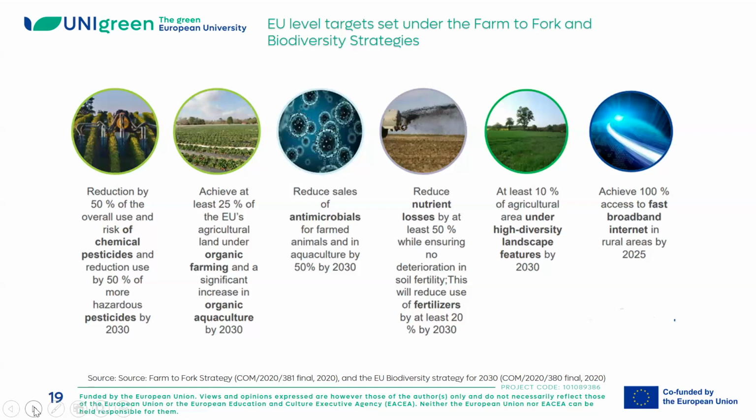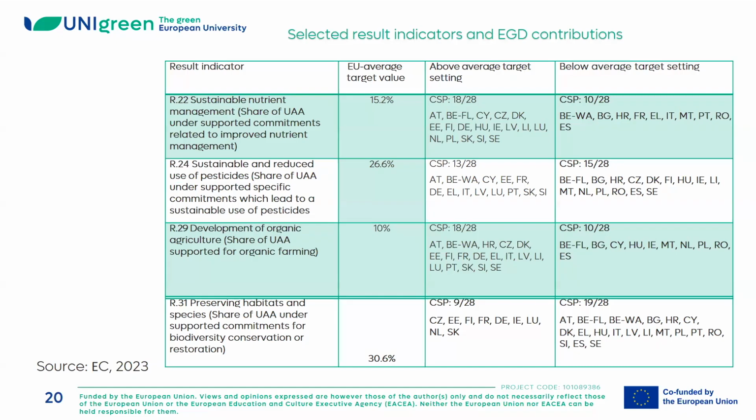they set us a series of targets. You could see some of the targets. For example, 100% access to fast broadband internet, at least 10% of agricultural area in high diversity landscape features, and reducing the nutrient losses by at least 50% while ensuring no deterioration in soil fertility, and this will reduce the use of fertilizers. All member states have provided explanations on the strategic plans' contribution to the Green Deal strategies. Yet certain issues prevail that can affect the contribution of these strategic plans to the European Green Deal. This concerns the inclusion of national values for all relevant fields.